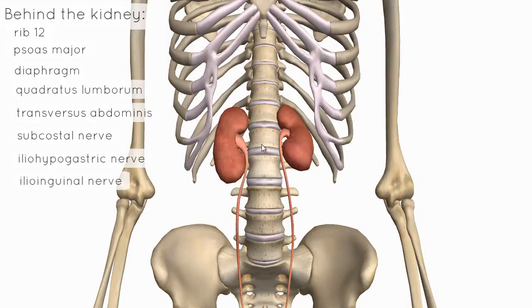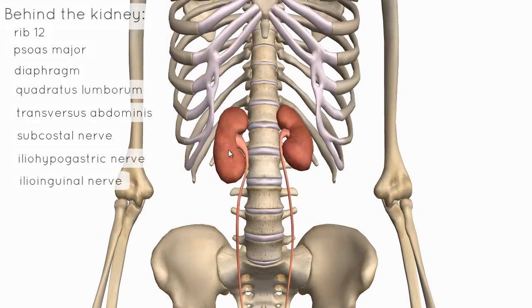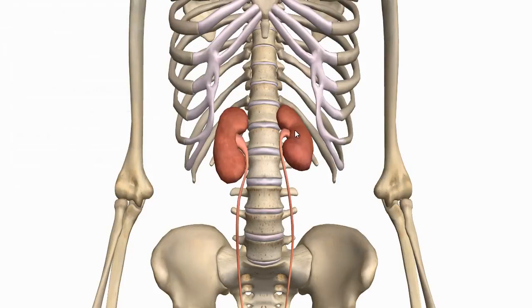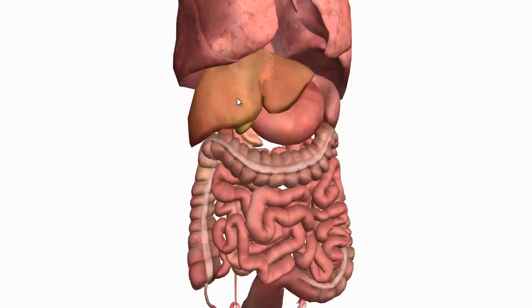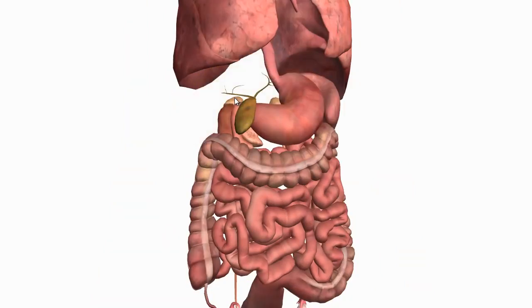If you look at the kidneys from this view, you can see that the right kidney is slightly lower than the left kidney. And there's a reason for this. It's because of this large organ, the liver, which sits on top of it. The right lobe of the liver is quite big and it pushes it down. So the right kidney is a little bit lower than the left kidney. I'll get rid of that, and we can see what else is in front of the kidney, and the gallbladder.